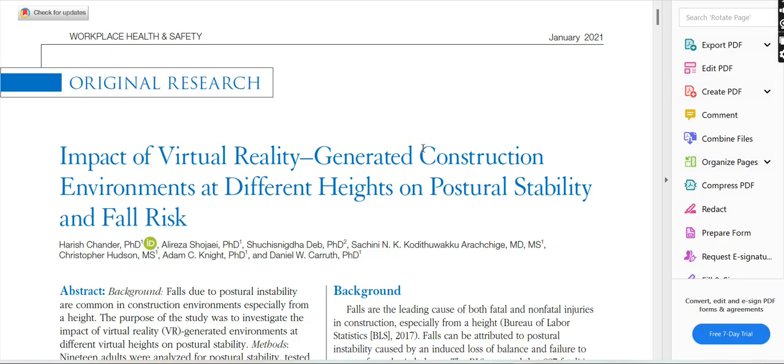Impact of virtual reality generated construction environments at different heights on postural stability and fall risk.